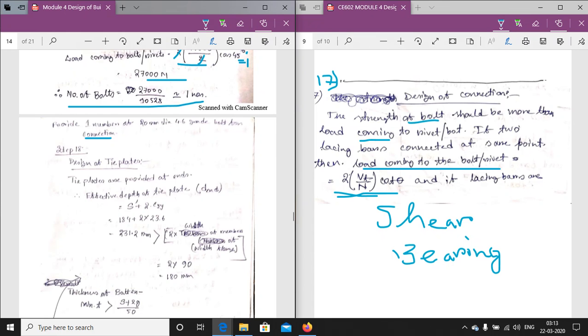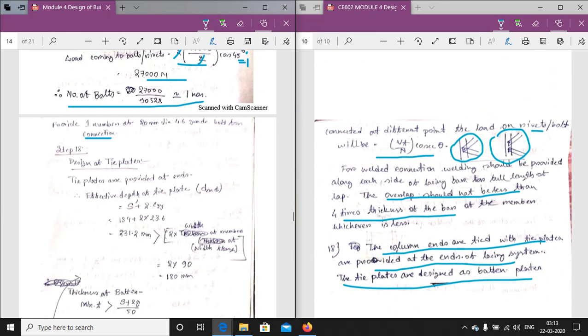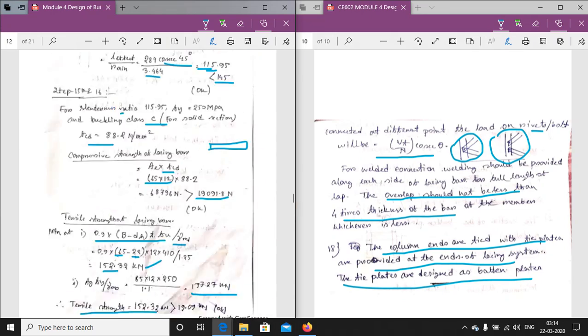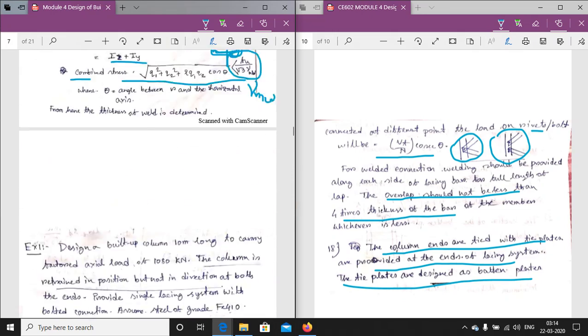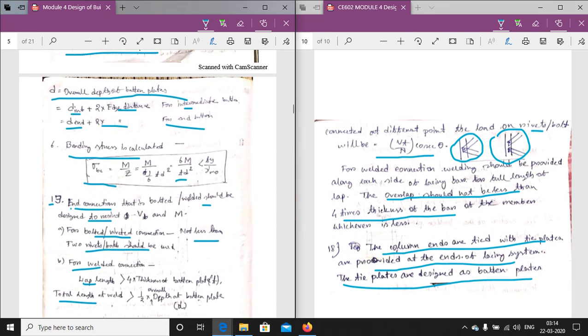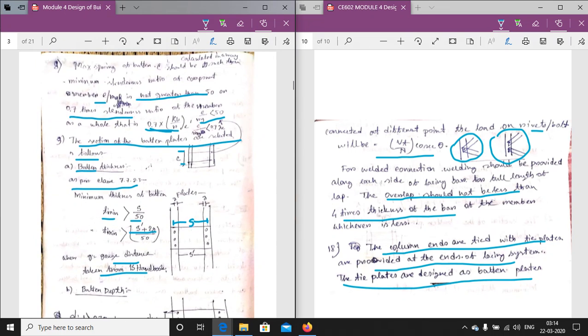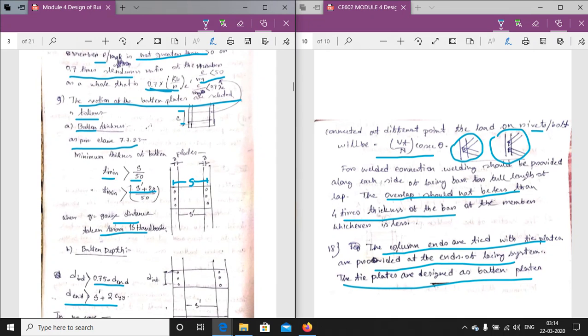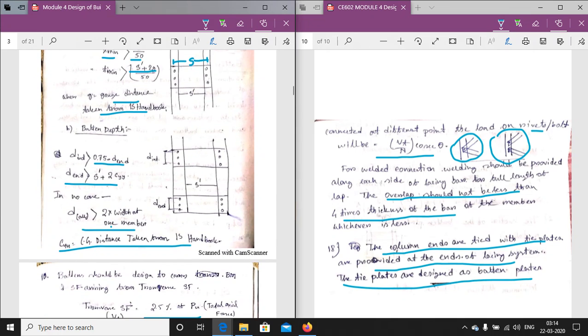Now the design of the tie plate, this is the important part. The column ends are fixed with tie plates provided at the ends, and will be designed as per the batten plates. Now coming to the design of the batten plates. These tie plates are provided at the end, so it will be designed as per the end batten, because the end batten will be at the end tie plate. So in the design of the end batten, the batten thickness t minimum will be greater than or equal to this value. Batten depth for the end batten is S' plus 2 Cyy.